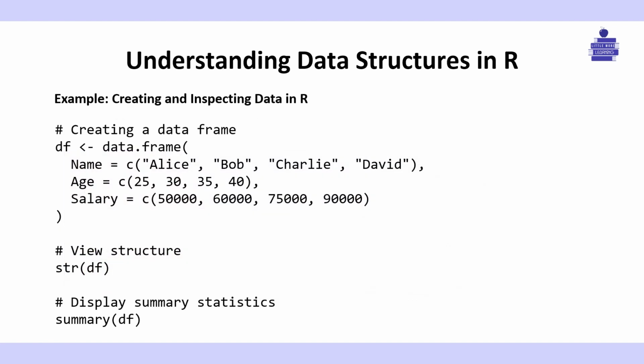Taking an example of understanding data structures in R, here we are creating and inspecting data in R. Here what we will do, the first step is creating a data frame, that is rows and columns format, for these particular values. Next, we are just viewing the structure using str(df). It shows the structure of the data set. Then we are simply providing the basic statistics for each of the columns.